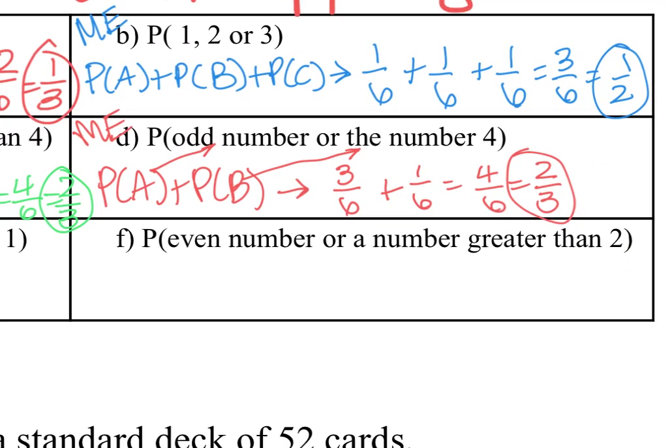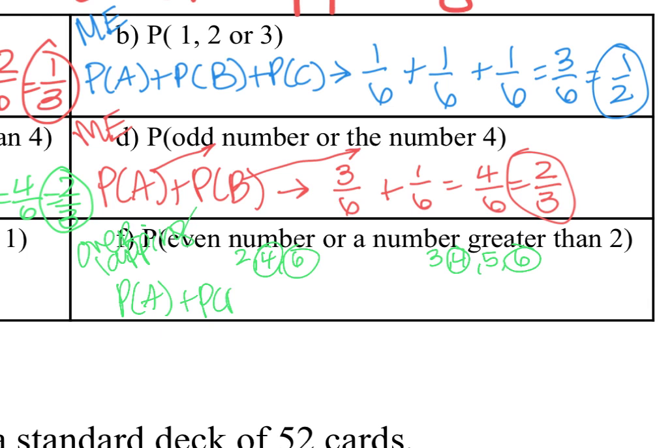All right, F. Probability of an even number or a number greater than 2. So my even numbers are 2, 4, 6. Numbers greater than 2 are 3, 4, 5, 6. Now there's some overlapping here. I got a 4 and I got a 6. So this one is going to be an overlapping problem. Okay. So I'm going to take the probability of A plus probability of B, and I'm going to subtract the overlap, which is probability of A and B.